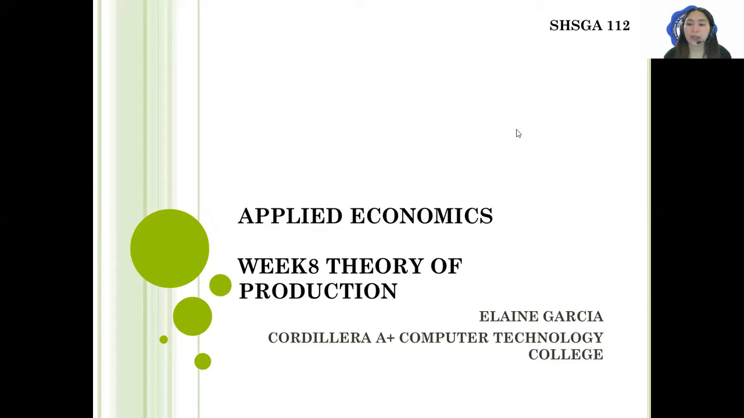We are now at our 8th week, and for week 8, our topic is theory of production. So, for week 8, we will explain the input and output relationship, and we will also describe the importance of the law of diminishing return, and also analyze the different costs in production. So, let's proceed to our discussion for week 8.